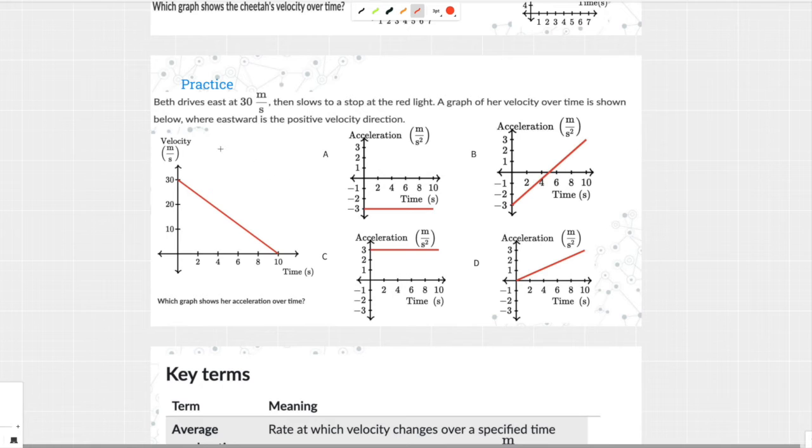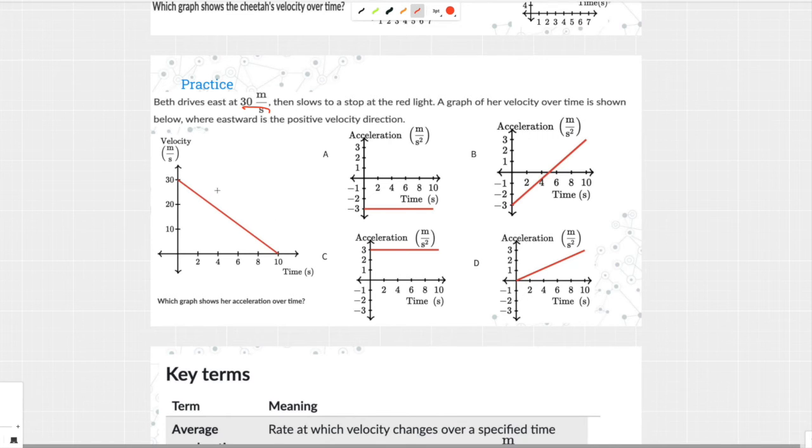Another practice question. So I suggest trying to do this on your own, and then I'll explain this question. Okay. Hopefully you have an answer. Beth drives east at 30 meters per second, but slows to a stop at the red light. And a graph of the velocity is shown. So what is the acceleration?